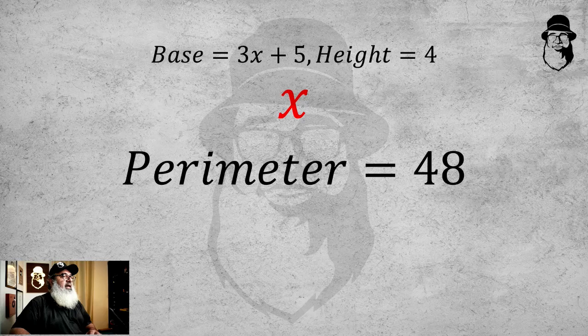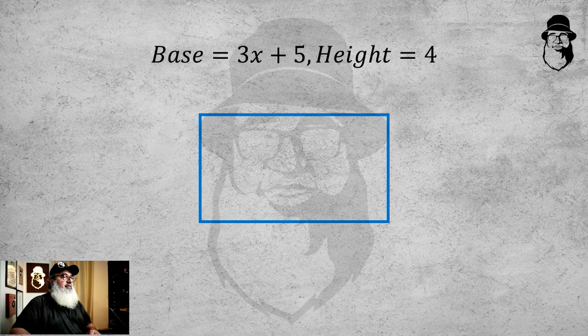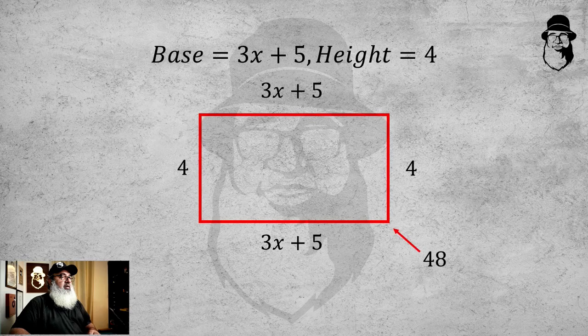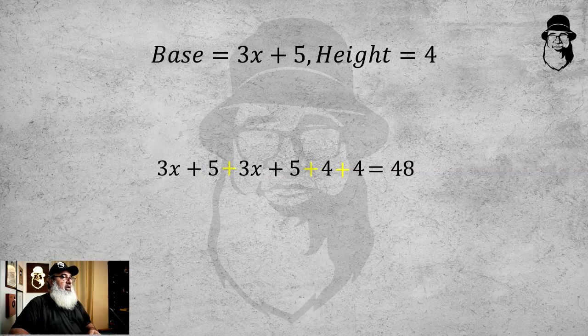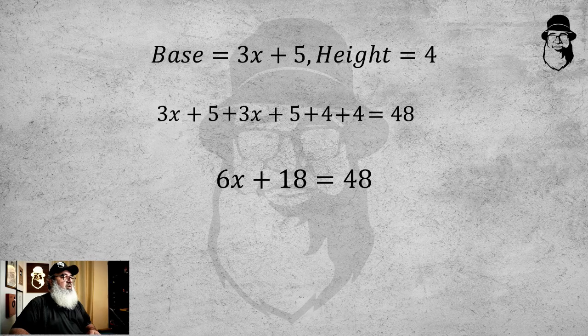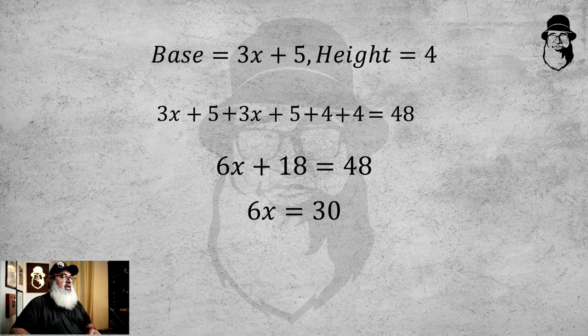Now we can start by drawing a rectangle, and we know that the base and top of this rectangle are both 3x plus 5 and that its vertical sides are 4. And as it's given in the question, the perimeter is 48. We can form an equation by putting the sum of the four sides equal to 48 like this. Now simplifying the left hand side, we get 6x plus 18 is equal to 48. Now 6x is equal to 30 and x is equal to 5.